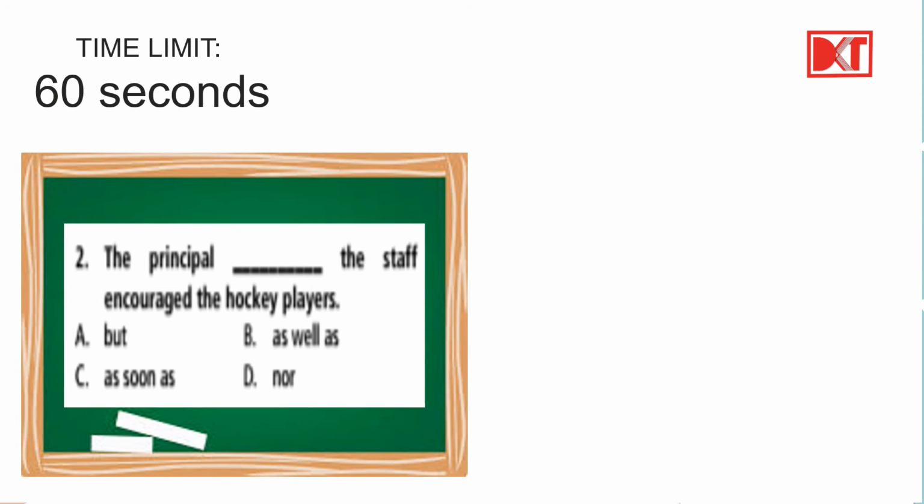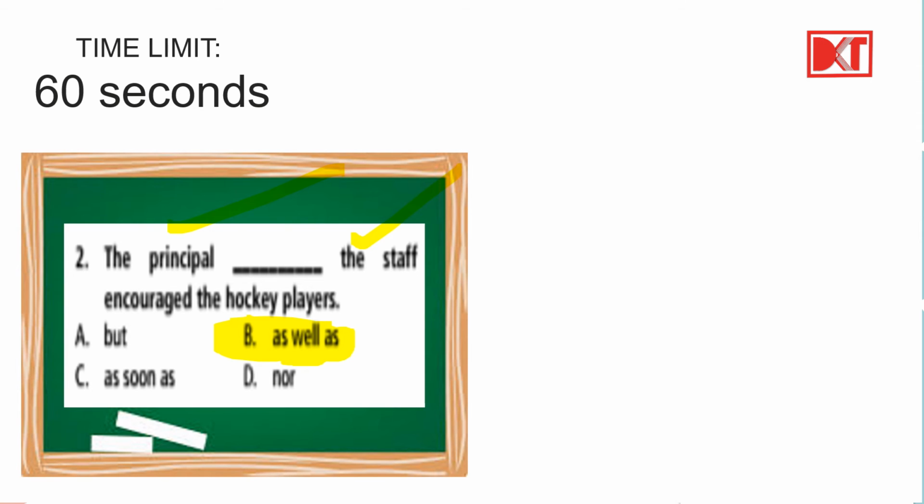Alright, next. The principal dash the staff encouraged the hockey players. The options are: the principal but the staff, the principal as well as the staff, the principal as soon as the staff, or the principal nor the staff. Here the correct answer is B, as well as. Now as well as means in addition to, including both of these. The principal also and the staff also. So both of them equally.